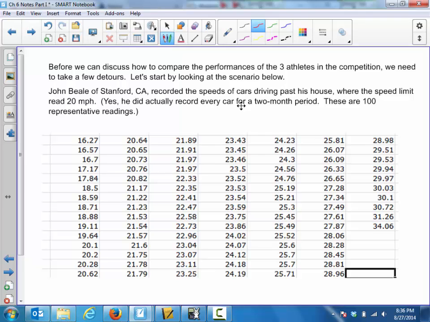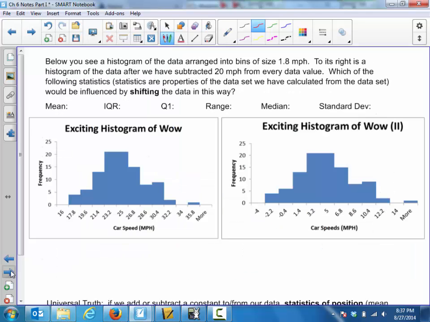Alright, here we've got a data table, and this data is from John Beal, and this is not made up. He recorded the speeds of cars driving past his house 100 times, where he knew that the speed limit was 20 miles an hour. So low speed limit. I guess this guy was perturbed, and you've got the data listed. I plugged this into Excel, put it in ascending order from top left to bottom right, and so this is the data that we're going to look at.